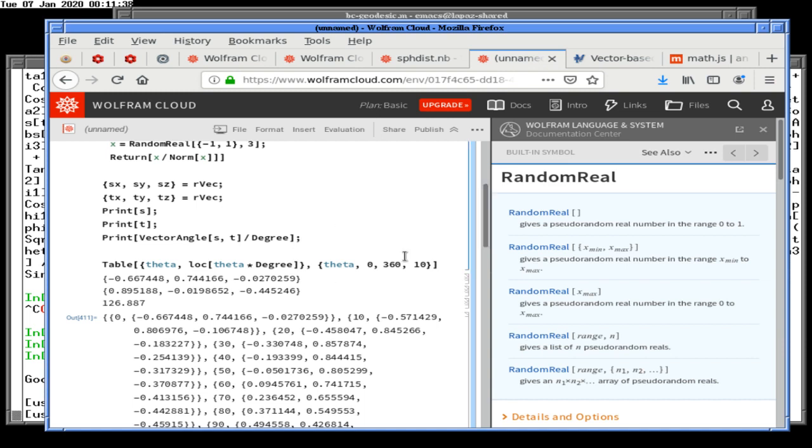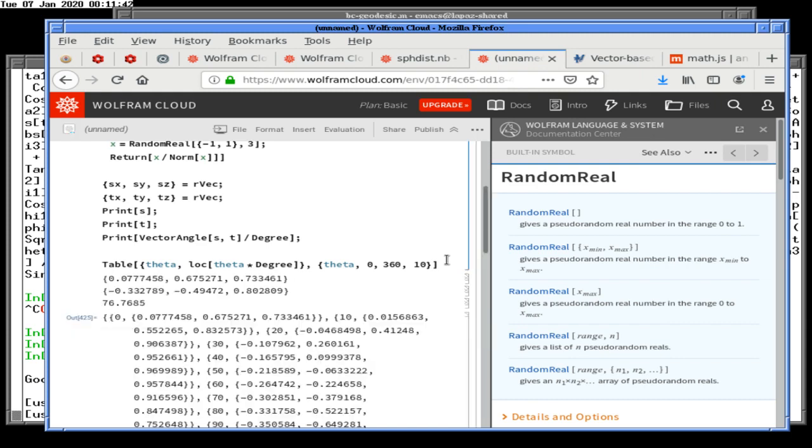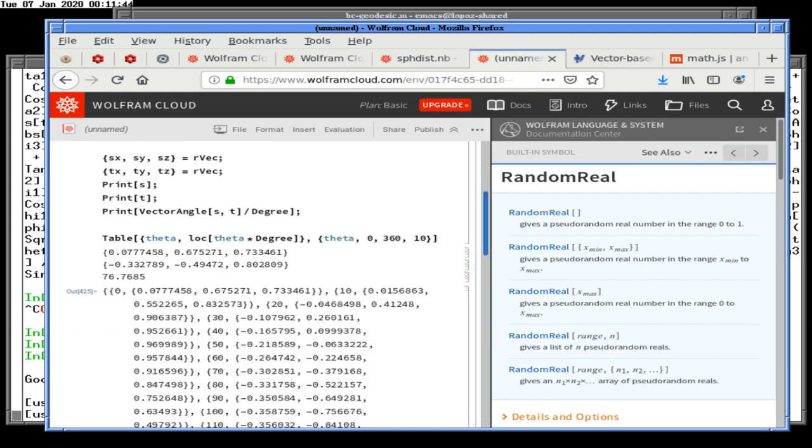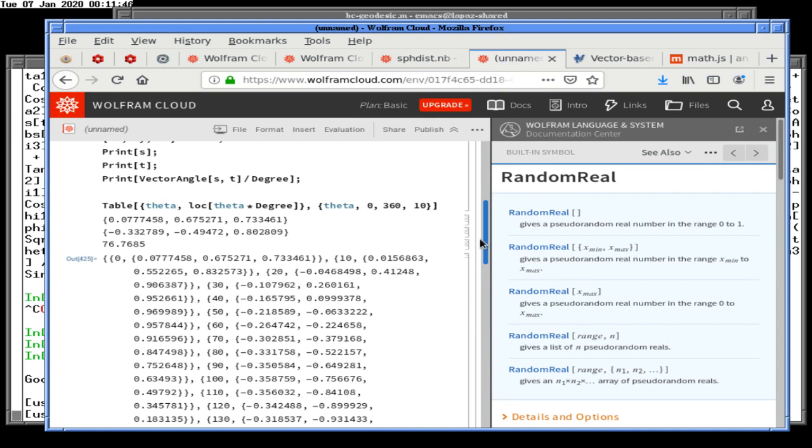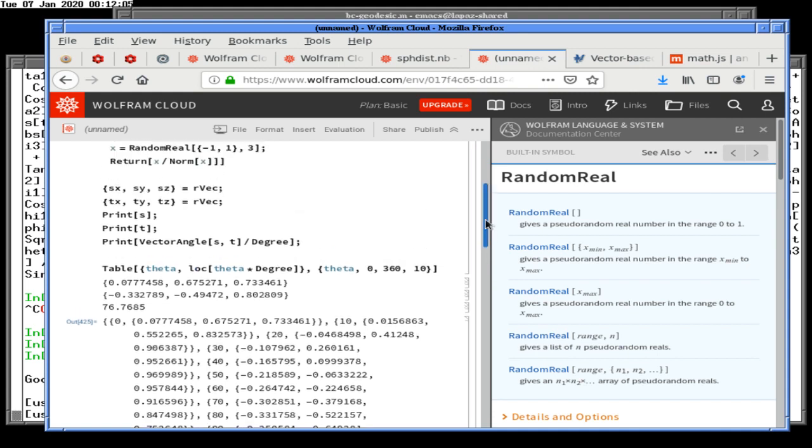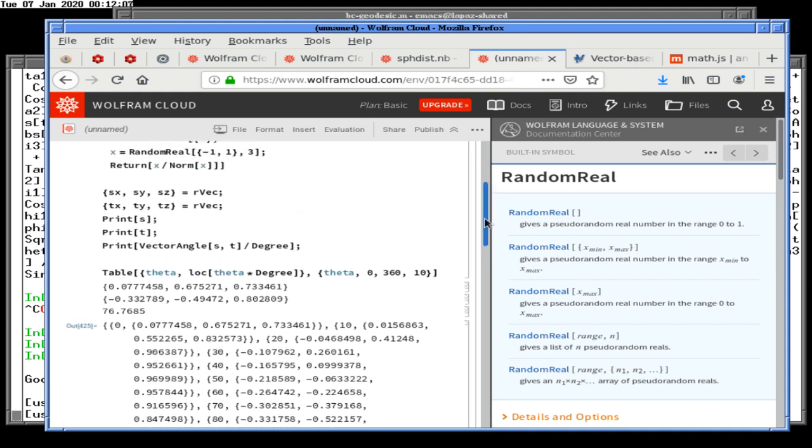Let's give it one more shot. 76 degrees, so that doesn't look too bad. So we might actually have this, but the question is why doesn't it return T when we put in that exact vector?